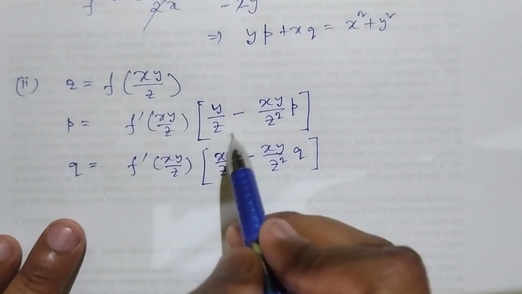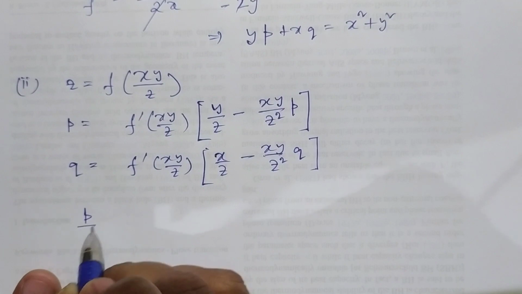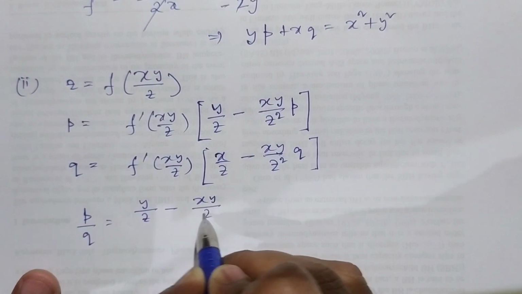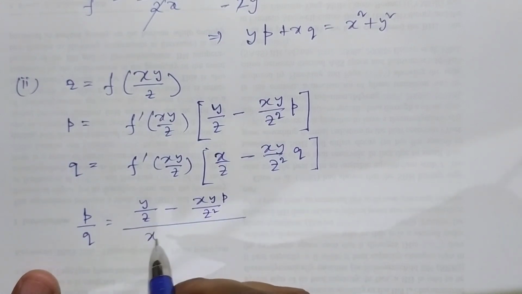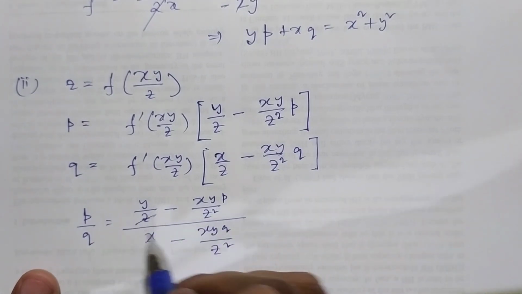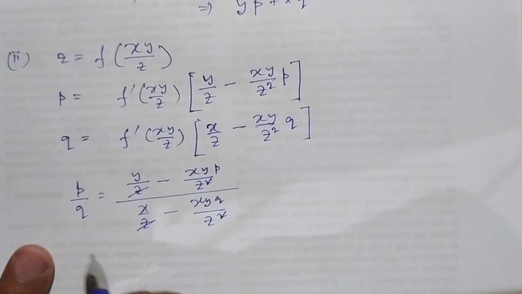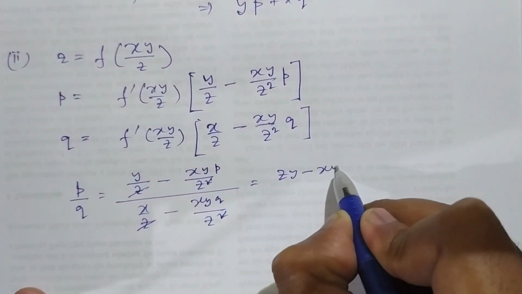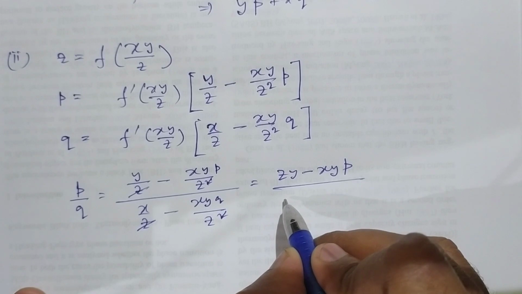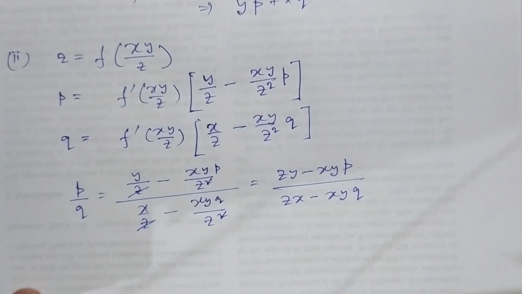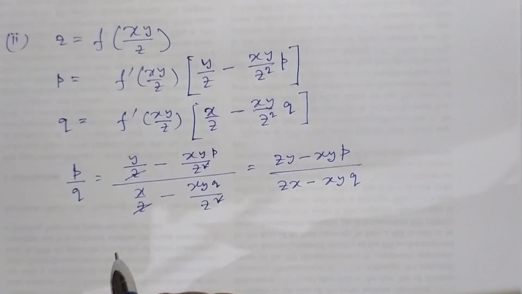And we will simply divide these two equations, and we have p over q is equal to (y over z minus xy over z squared p) over (x over z minus xy over z squared q). So simply z cancels out, and also you can write it like (zy minus xyp) and (zx minus xyq), and simplifying we can obtain our equation, or the required equation.